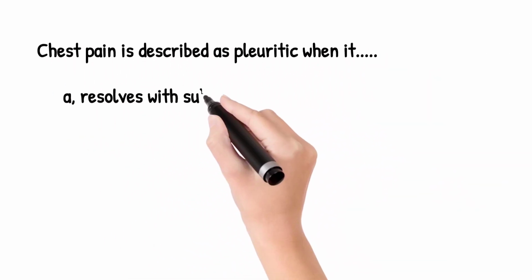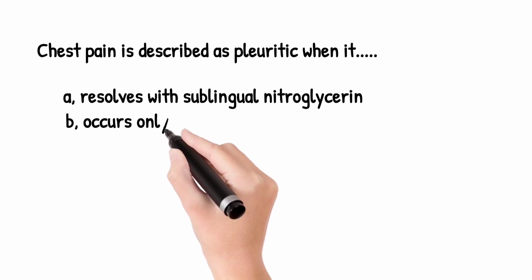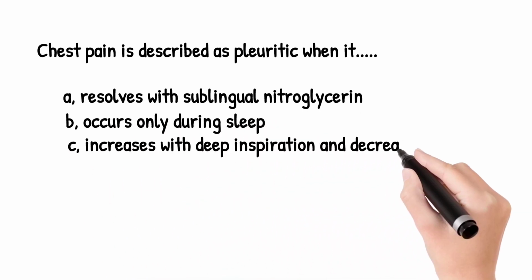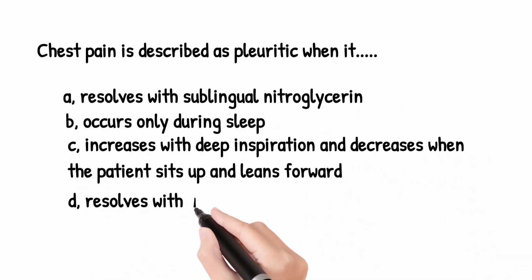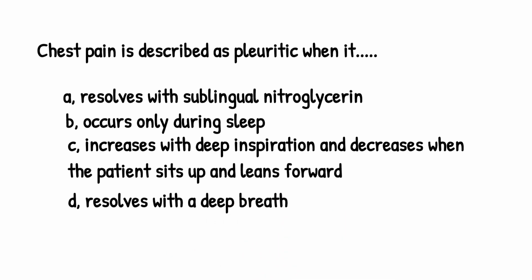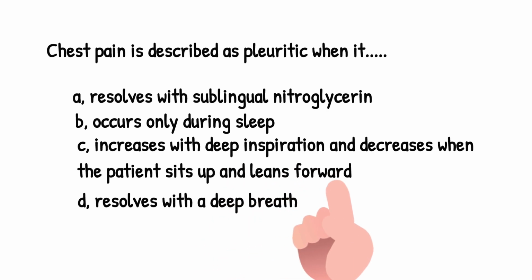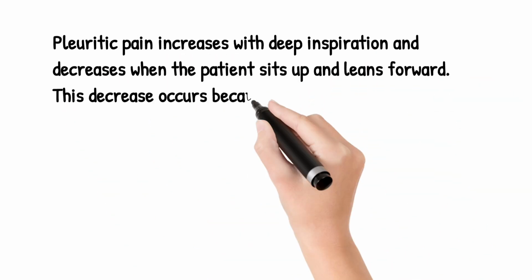Chest pain is described as pleuritic when it Option A resolves with sublingual nitroglycerin. Option B occurs only during sleep. Option C increases with deep inspiration and decreases when the patient sits up and leans forward. Option D resolves with a deep breath. The answer is Option C.